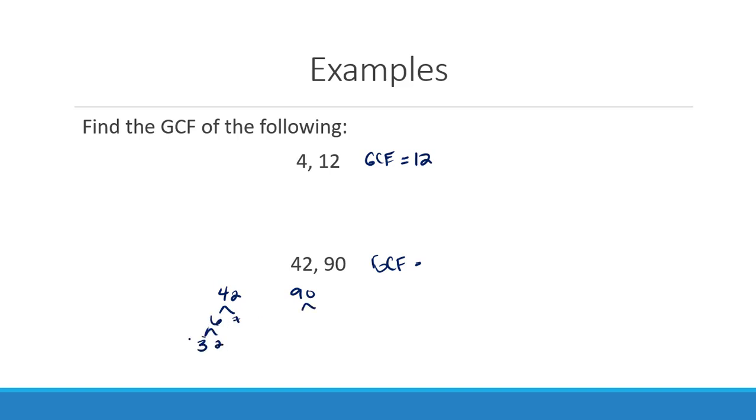So this is using a factor tree. 3, 2, and 7 would be your prime factors here. We could do 9 and 10, break it down into 3 and 3, and then 2 and 5. And then what you do is you look and multiply the common factors that they have together. So notice 3 and 2 here, and there's a 3 and 2 here. So 3 times 2 would give me a GCF of 6.